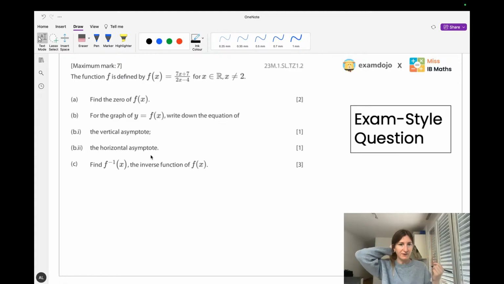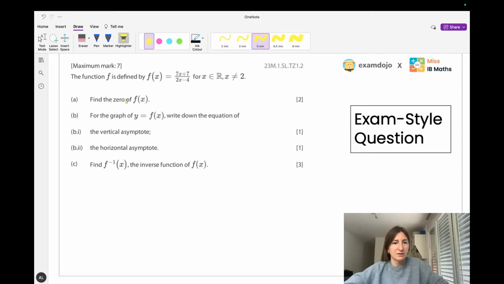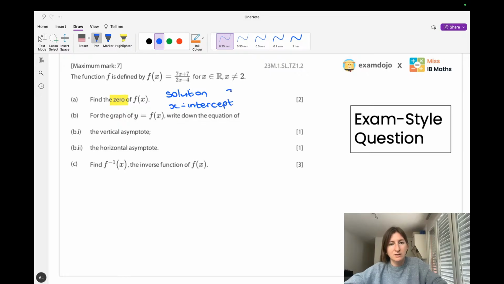All right, so we have a function. It is in the rational form. They say find the 0 of f of x. So the 0 of f of x means that we need to find the x-intercept. So 0, solution, x-intercept. What other terms do we have? Zeros, I know they said 0, but zeros, solutions, x-intercepts, they're all the same word. So we need when y equals 0. So the 0 of f of x.